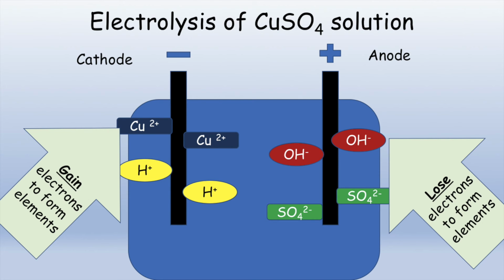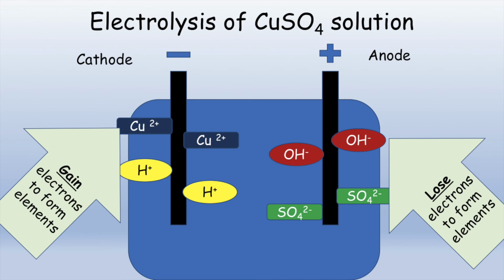The other part of this you need to know is the half equations. These look at movements of electrons from the electrode to the ion, or the ion to the electrode. So if we use the example of copper sulfate solution, the copper ions have a 2+ charge, meaning there are 2 less electrons than there should be. The sulfate ion has 2 more electrons than there should be.